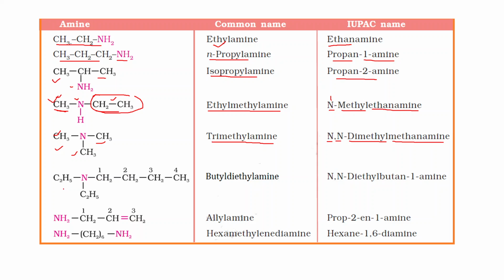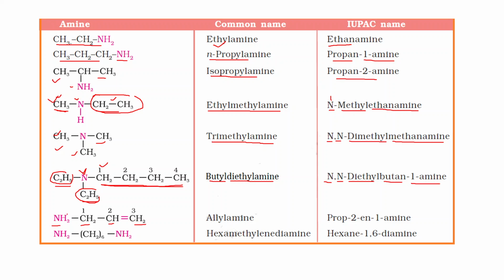Clear? Now in this case, this nitrogen contains C2H5, C2H5, and this is a butyl group. That's why the common name is butyldiethylamine. But when we write its IUPAC name, we will consider the first carbon atom, this one, as the long parent chain. And these two groups are attached to this nitrogen. That's why we will write N,N-diethylbutane-1-amine. Now come to this one, NH2, CH2, CH, double bond CH2.